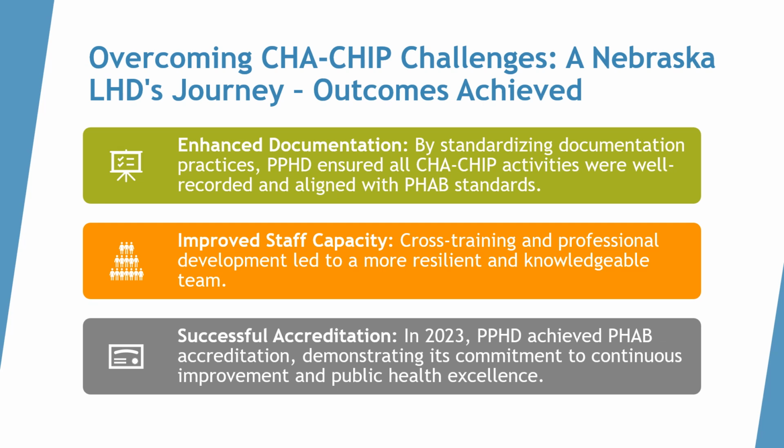So in theory, what happened there? What outcomes were achieved? Well, they had standardized documentation practices, looking at the PHAB standards, so things were well recorded, aligned with PHAB standards, and their CHIP seemed to be very well documented. And they had improved staff capacity with the cross-training and the professional development and the webinars. They had a more resilient and knowledgeable team, not just one person, not just two, but even more. Successful accreditation. So they achieved PHAB accreditation because all their documentation was so good, because they brought everybody together and they worked together, and it was a team effort, and they made it through. And they did it with continuous improvement and collaboration.